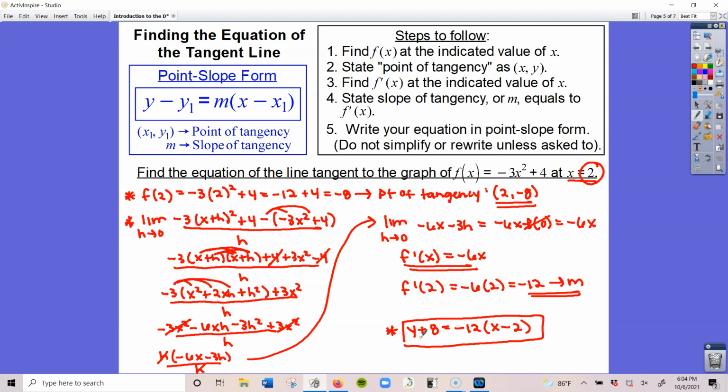If you wanted to, you could write it as y equals mx plus b by distributing the negative 12 and then subtracting the 8. But you don't need to do that extra work. We can leave it just like that.